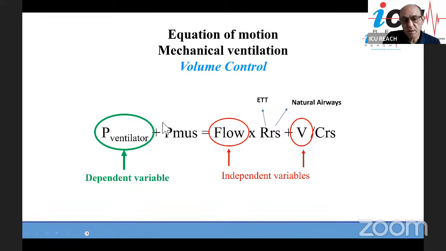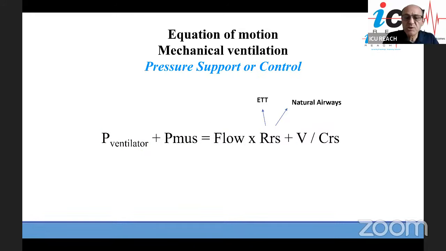So if the patient is not breathing, he's not able to contribute to the pressure. However, if the patient starts to breathe, initiating and contributing to the pressure generation during the breath, at that time, the pressure generated by the ventilator will be less. Since the flow and the volume are fixed, the pressure generated by the ventilator will be less. And this is how volume control mode of ventilation functions.